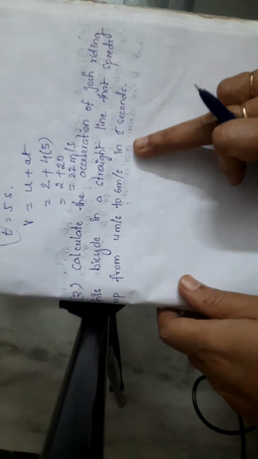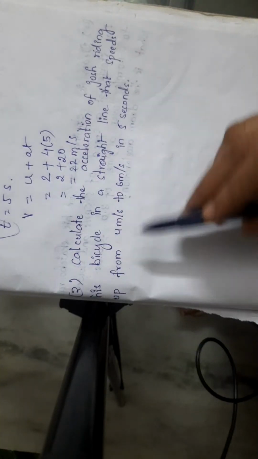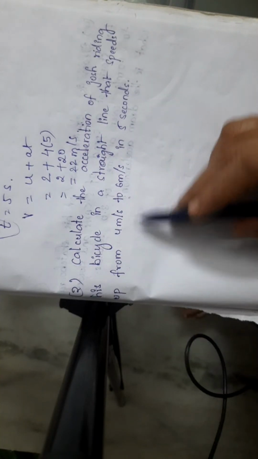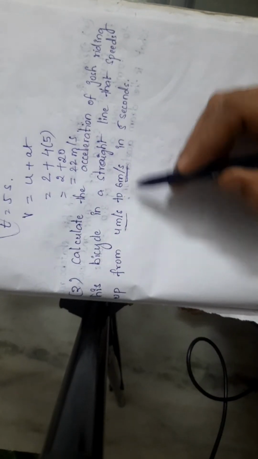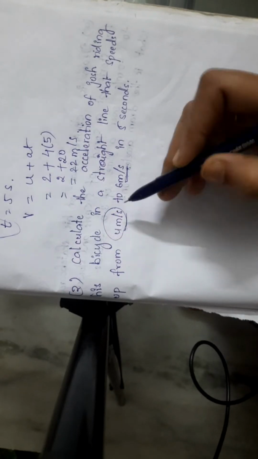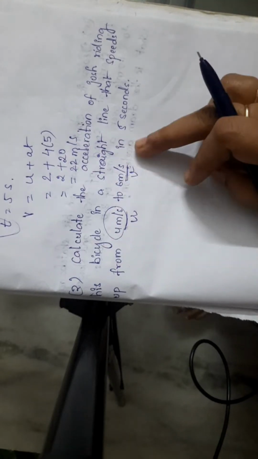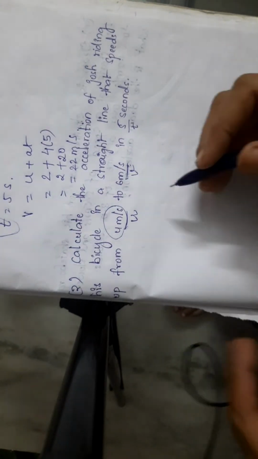Now here is the next question. Calculate the acceleration of Josh riding his bicycle in a straight line, whose speed speeds up from 4 meter per second to 6 meter per second. When you come across two different velocities, the first one where he's starting is nothing but the initial speed, and the next one is the final speed. Time is given here 5 seconds. We need to find out the acceleration.